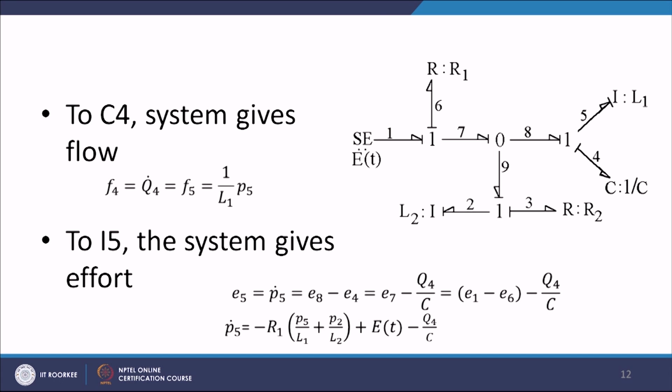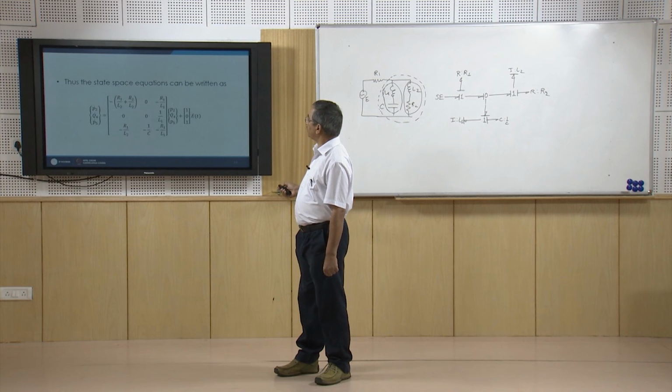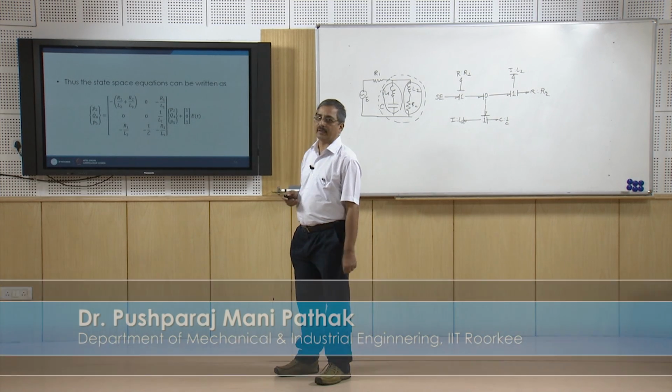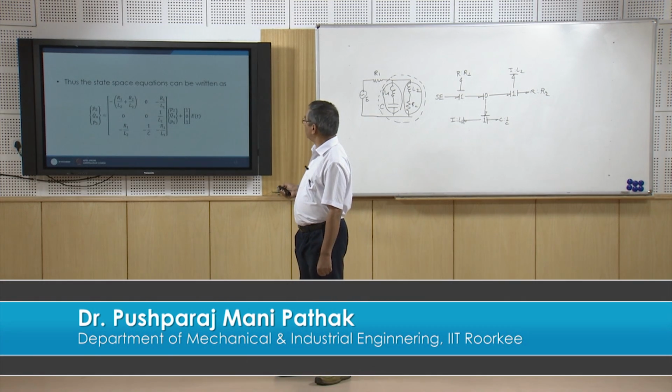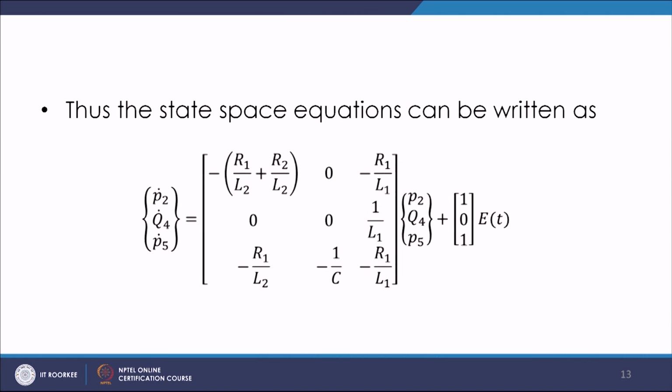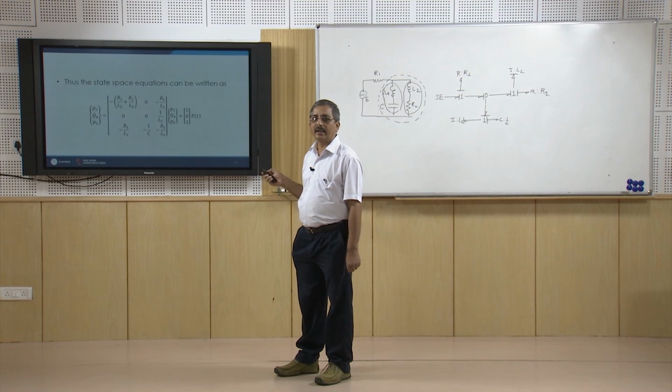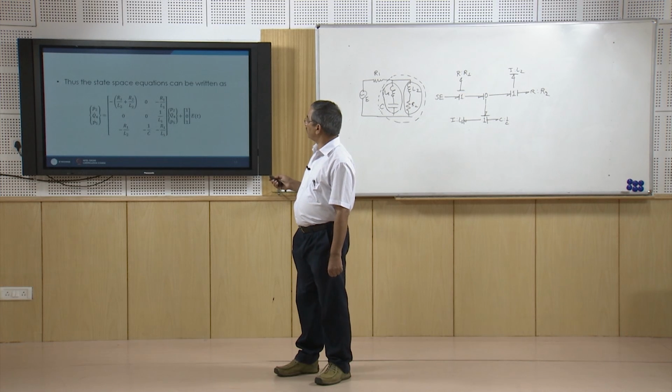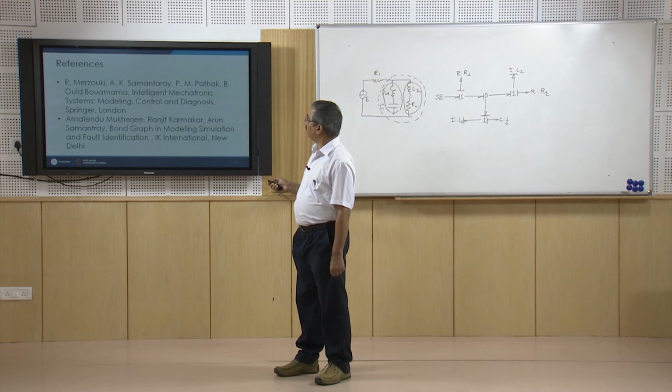So, I can write the state space equations in terms of the system variables P2, Q4 and P5 as this one. Okay. So, here you can see that this is the input vector, this is the vector corresponding to the system matrix, and this is the A matrix of the state space form, and this is the derivative of the system variables. Okay. So, this way we can derive the system equations.